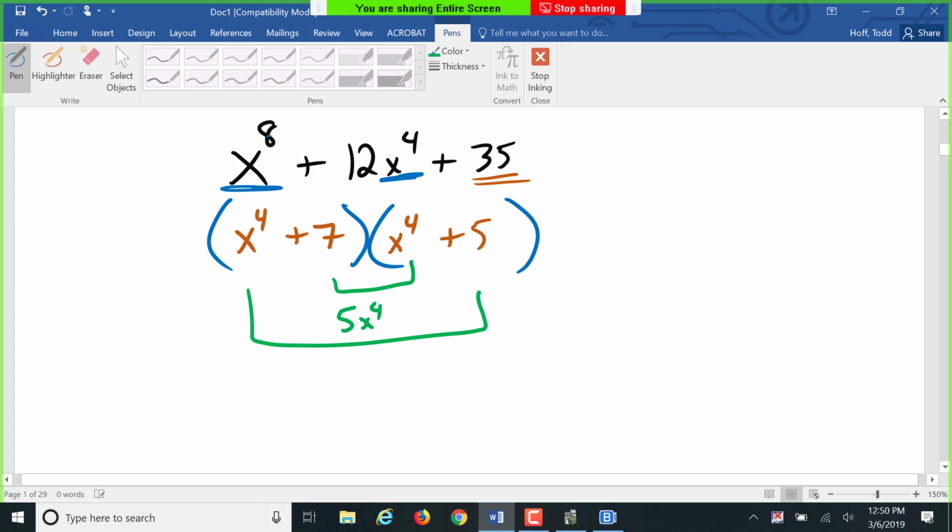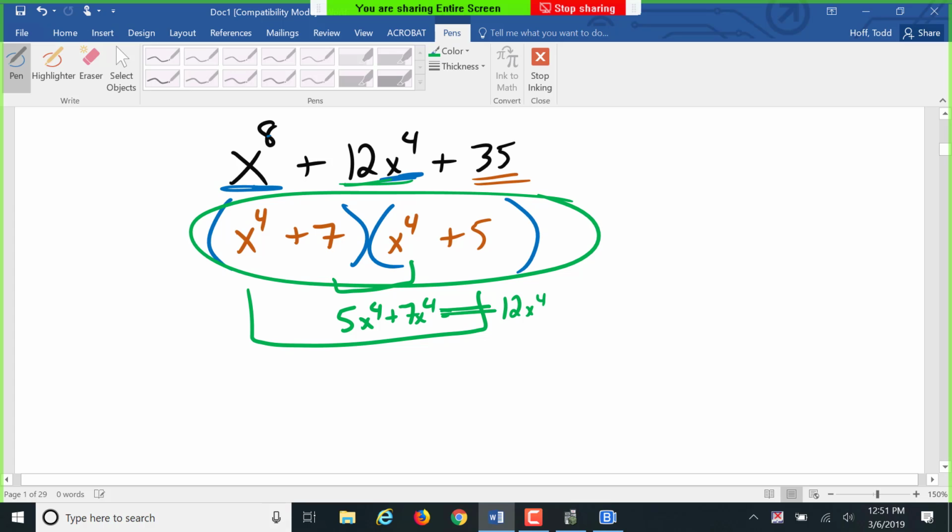5x to the 4th, right? On the inside I have 7 times x to the 4th, which is 7x to the 4th, and that adds up to 12x to the 4th. That's that middle term. That is a proper factoring of x to the 8th plus 12x to the 4th plus 35.